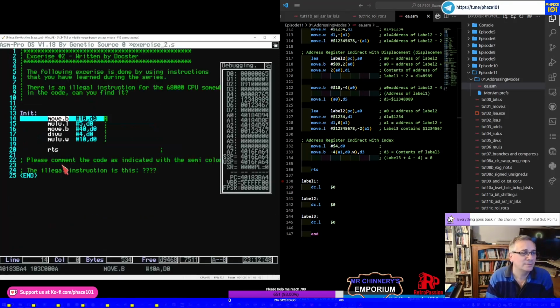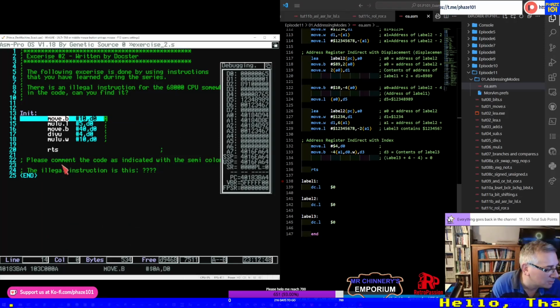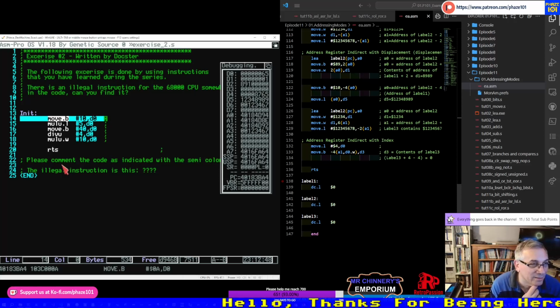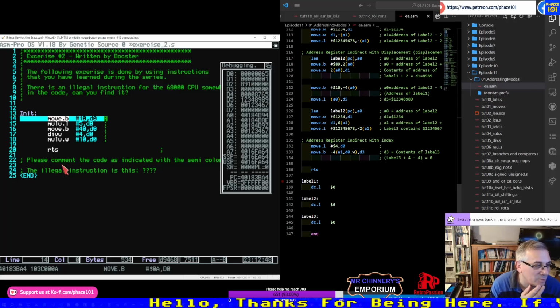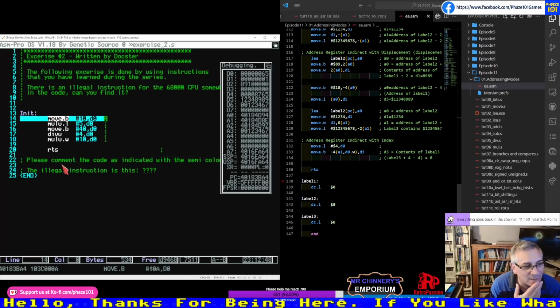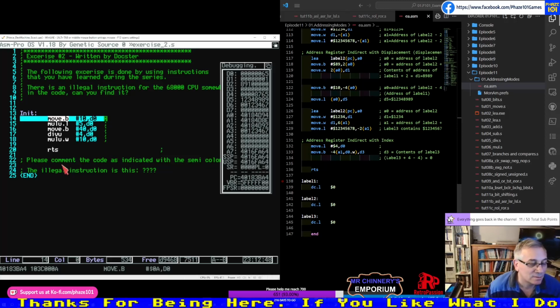So this one, there is an illegal instruction. I think you know which one it is. It will execute it in my case because I'm running on a higher processor, but there is MULU, okay? That is an illegal instruction on 68000.